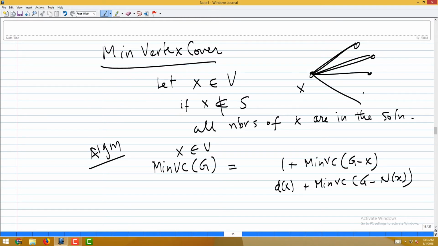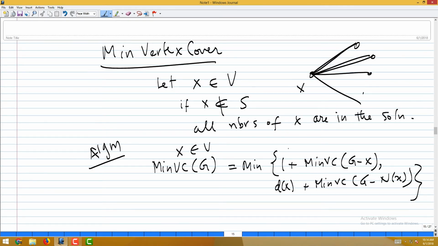I have to write some more to complete it. What do I have to do? These are 2 quantities, so take the minimum of the 2. Just pick some arbitrary vertex and say, the minimum vertex cover may contain this. If it contains it, it covers all the edges incident on that vertex. So, delete that vertex, go to the remaining graph, pick the minimum vertex cover and add this number. This is one possible vertex cover.